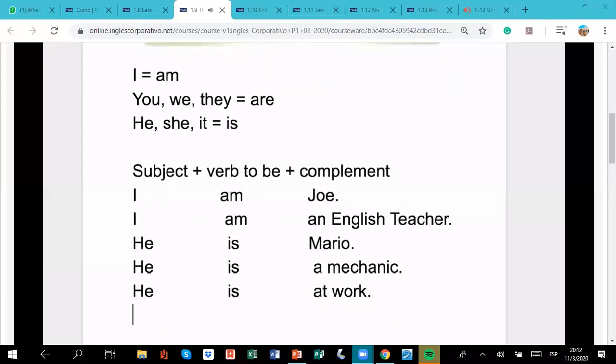Let me go ahead and give an example with the pronoun they. And they are my coworkers.